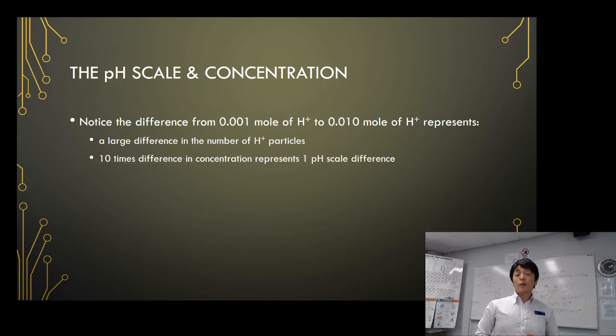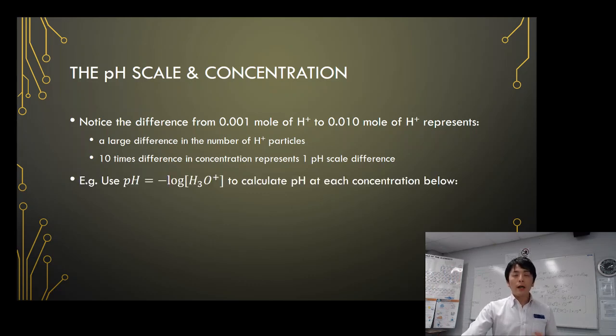Okay, 10 times difference is what you should notice if you look at pH. So a 1 pH scale difference equates to a 10 times difference in the concentration of H plus ions, or H3O plus ions.